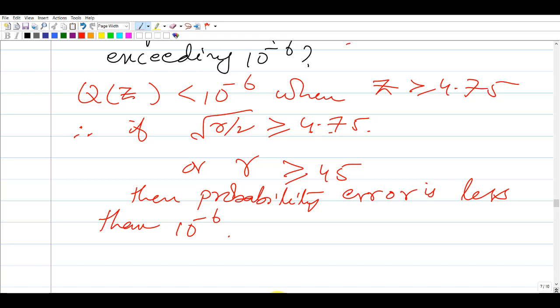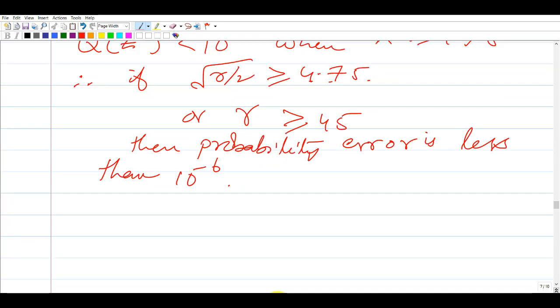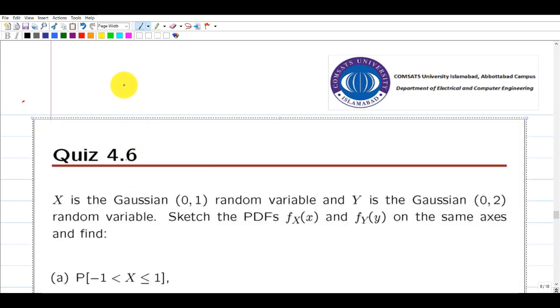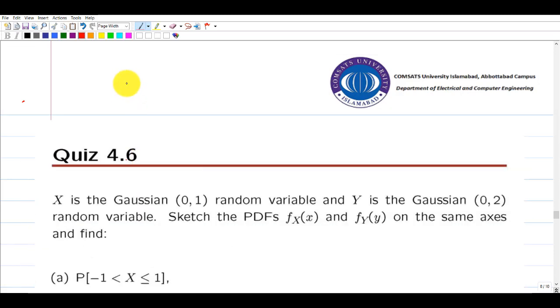So let's look, I think it's easy. So let's look at another example. Okay, so let's copy it from the book. So it is quiz 4.6. It says that X is a Gaussian, standard normal random variable (0,1), and Y is a Gaussian (0,2) random variable. Sketch the PDFs fX(x) and fY(y) on the same axis.